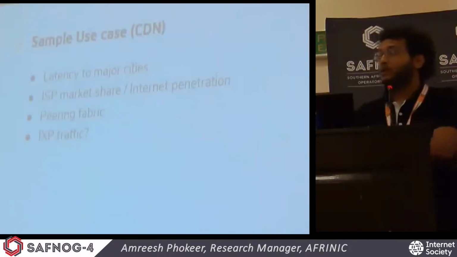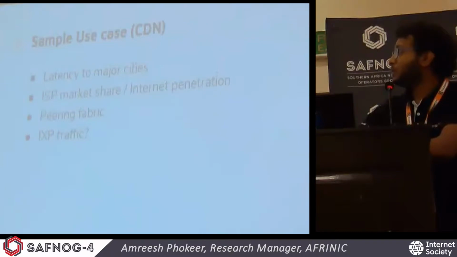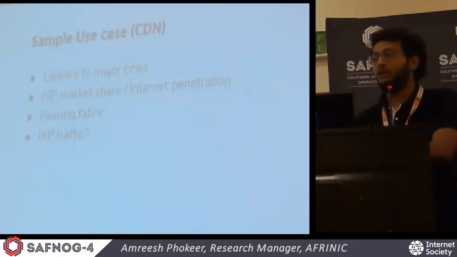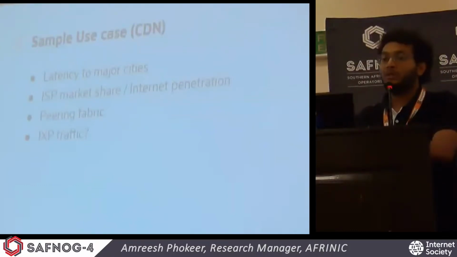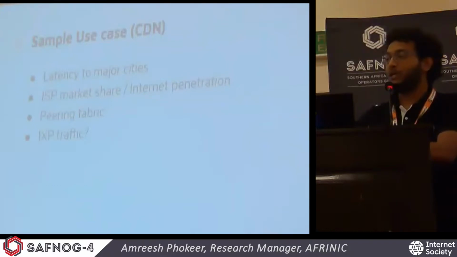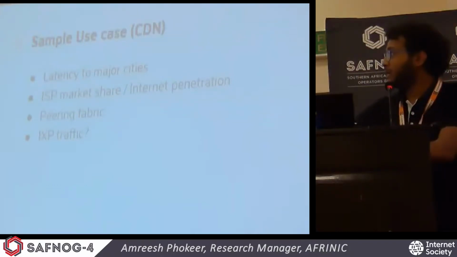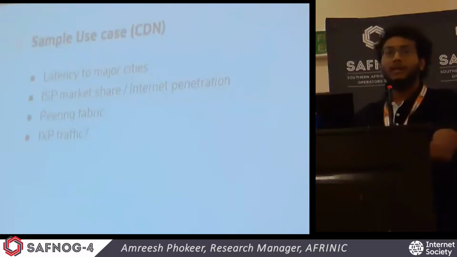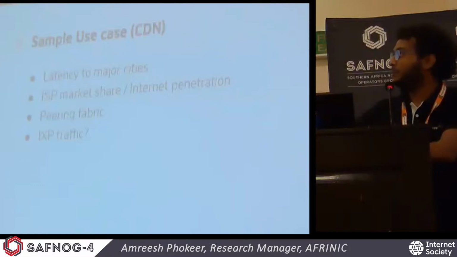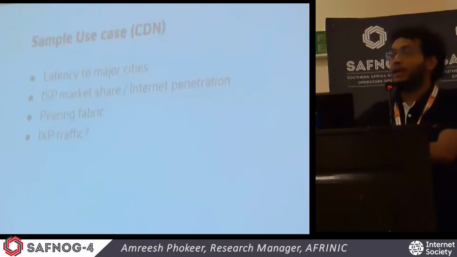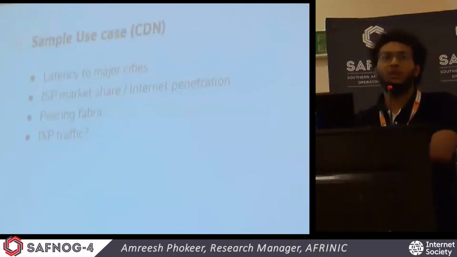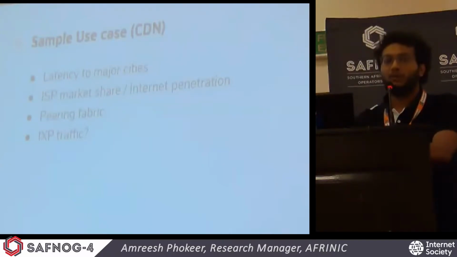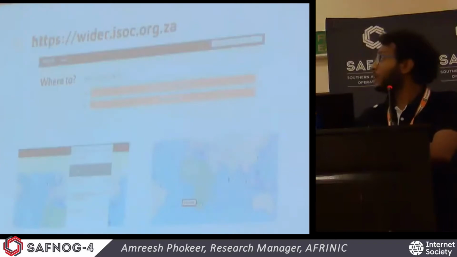For example, a simple use case would be a CDN trying to deploy their services in a city in Africa, and they want to know what the latency is to major cities, which Afrinic is measuring. If they have a place where they can easily see this information, I think it can be useful for them. As well, many other kinds of information such as peering and interconnection, how well an ISP is functioning in a country, what the ISP traffic is like, if you can actually get this information from IXPs in Africa, and what if we put that in such a portal.